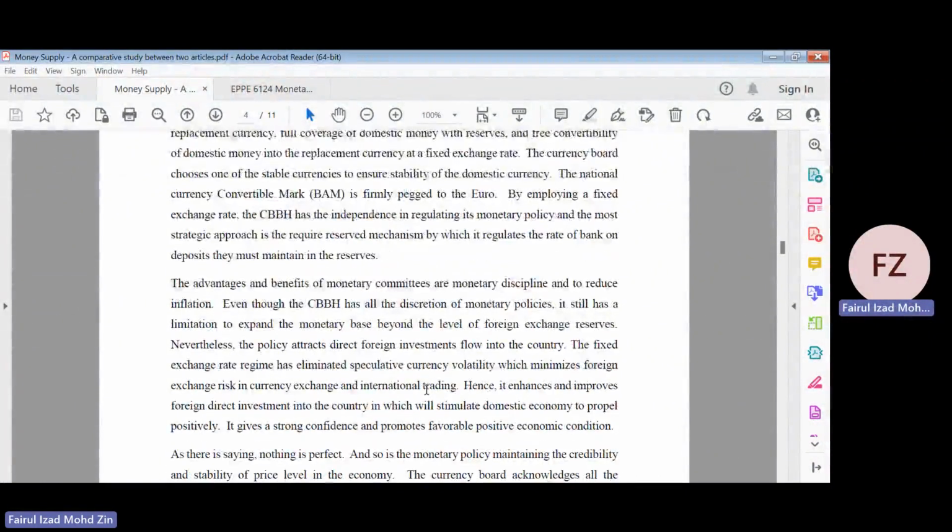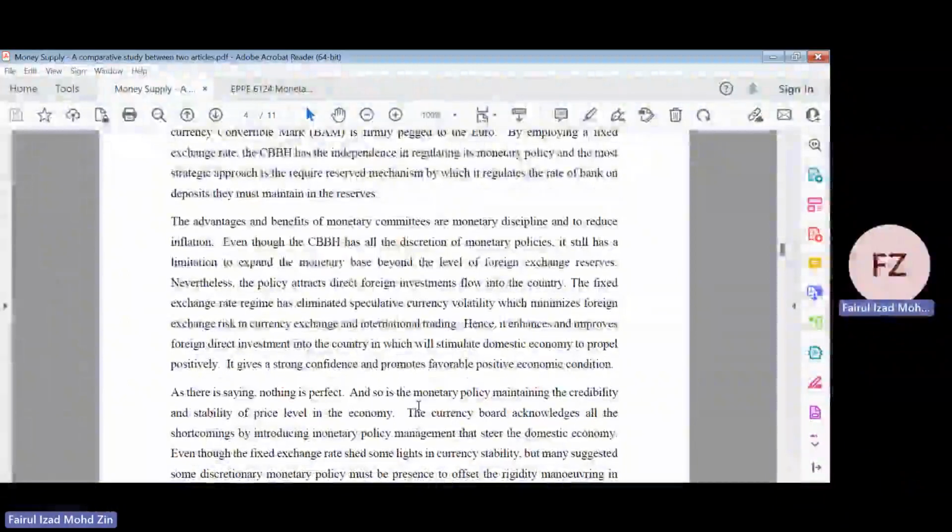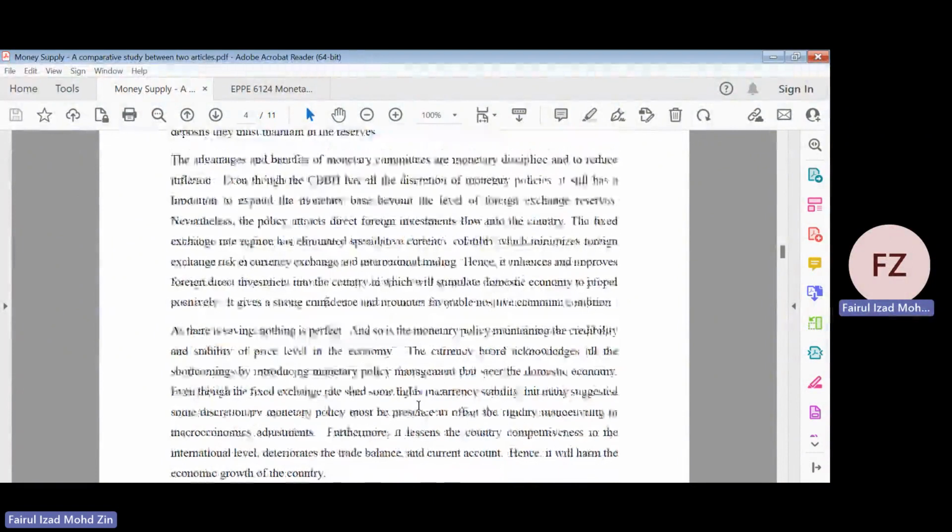Nevertheless, the policy attracts direct foreign investment flow into the country. The fixed exchange rate regime has limited speculative currency volatility, which minimizes foreign exchange risk in currency exchange and international trading. Hence, it improves foreign direct investment into the country, which stimulates the domestic economy positively. It gives strong confidence and promotes favorable economic conditions.